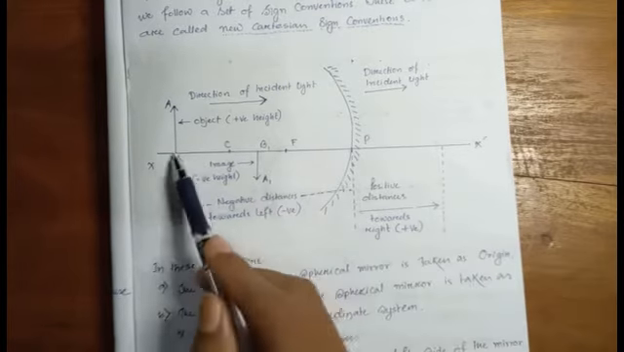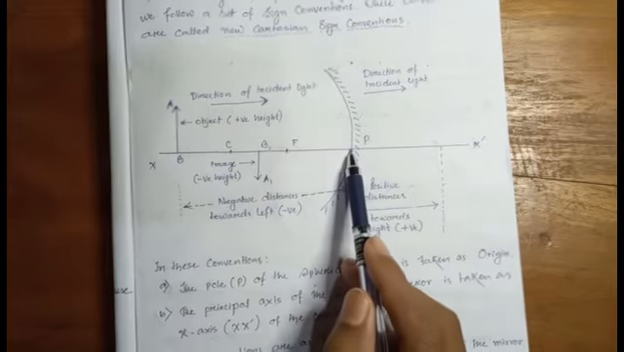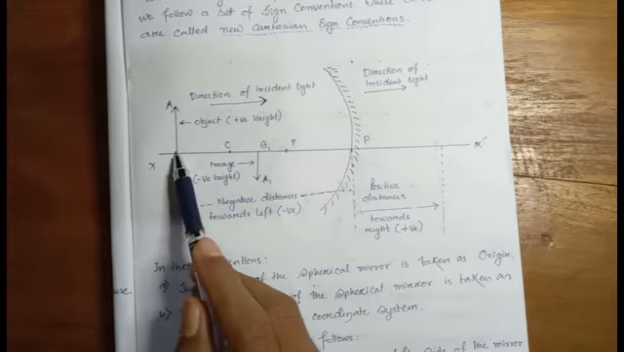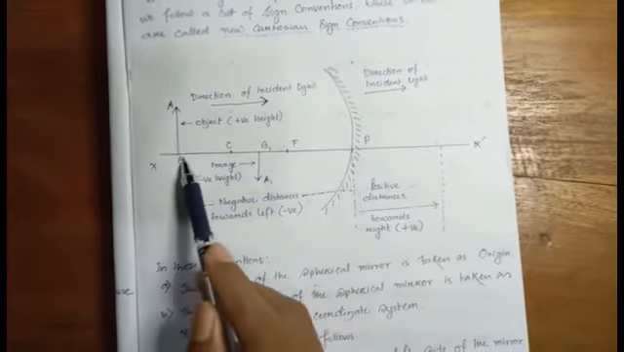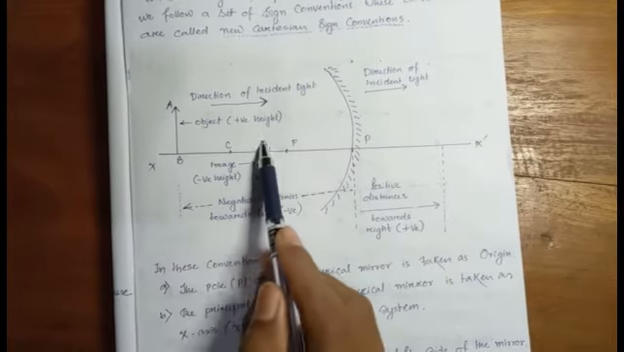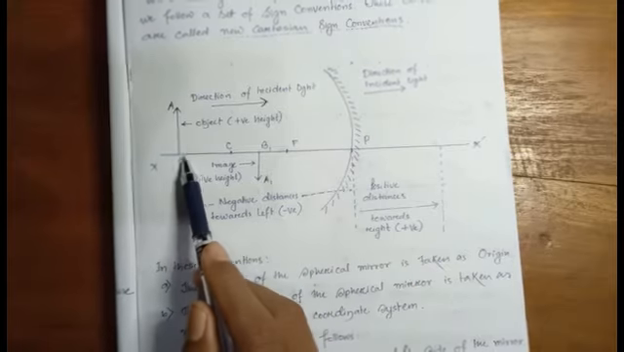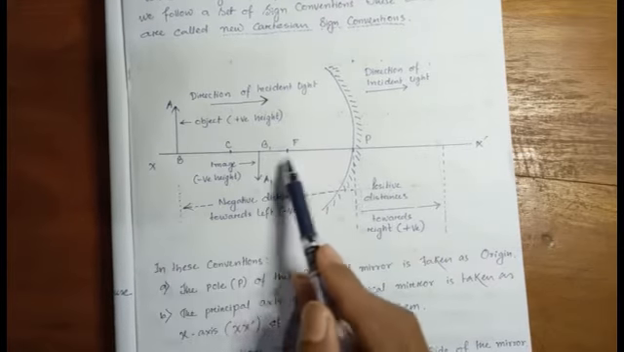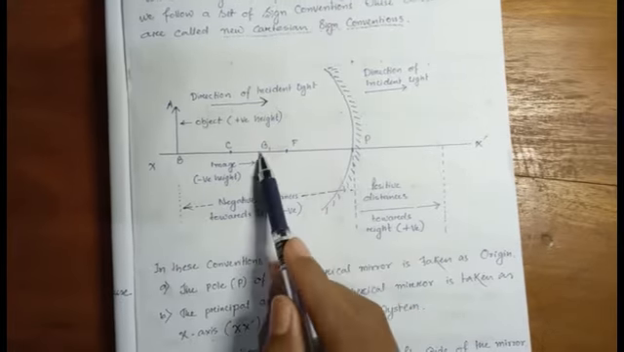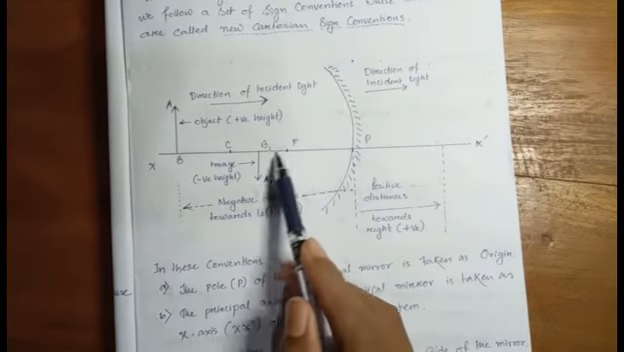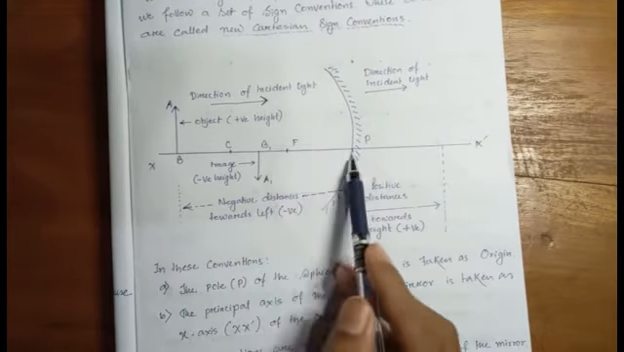Suppose the object distance, that is AB, from the pole is 10 centimeter, then from P point to B point this distance will be minus 10 centimeter. That is, the distance of the object from the pole will be negative. And the distance of the image, that is also to the left of the pole, so it will also be negative, suppose minus 7 centimeter, like this.